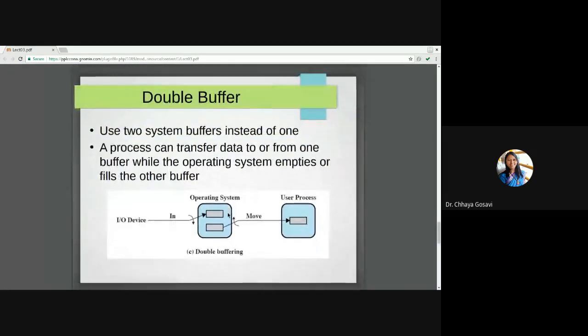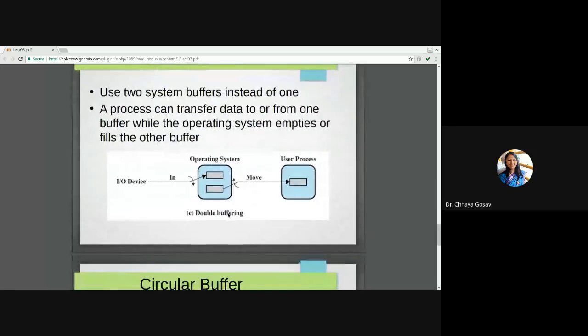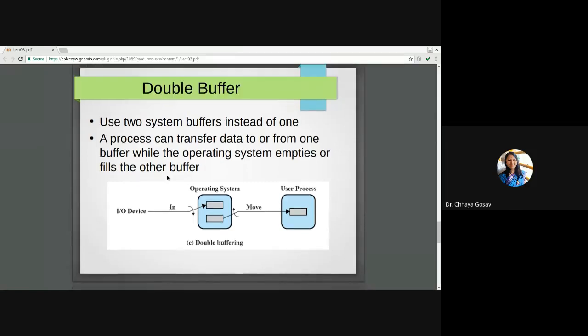Another type of buffering is two buffers. Means at a time process can multiplex this. One block is read by user process, at the same time another block is stored in operating system. So use of two system buffers instead of one. A process can transfer data to or from one buffer while the operating system empties or fills the other buffer.